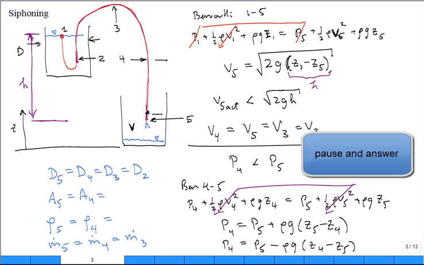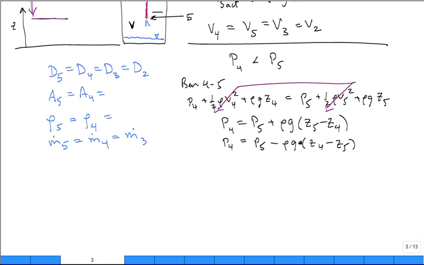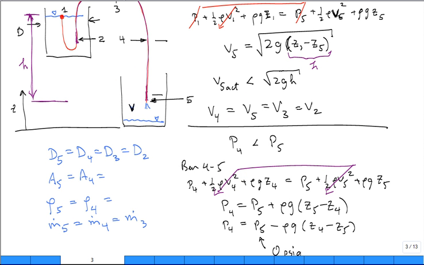I'm going to pause and let you answer that question. All right, to help guide us, what is the gauge pressure at 5? Somebody says 0 psig. Is that person right? What is the pressure at the outlet 5? 0. It's 0 gauge pressure.